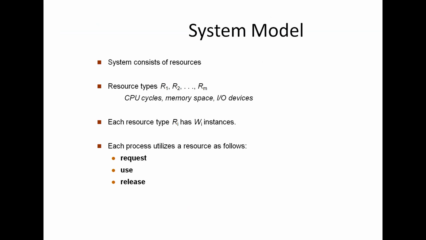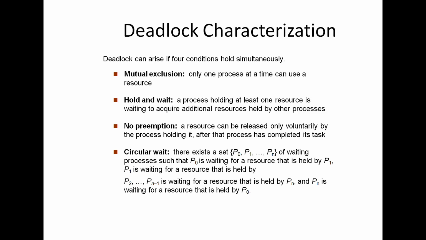The other state is using the particular resource. Once the resource is allocated to the particular process, the process may use the resource. That is called the use state. This is the system model.